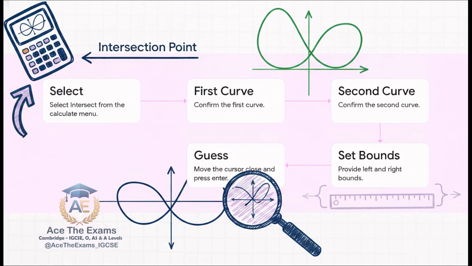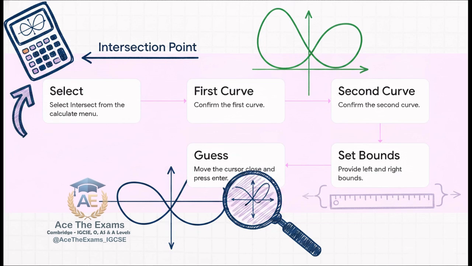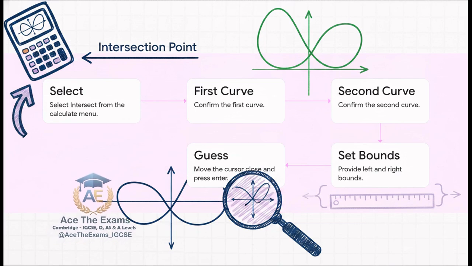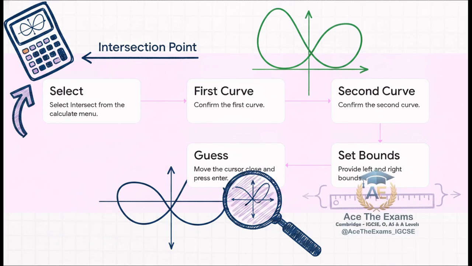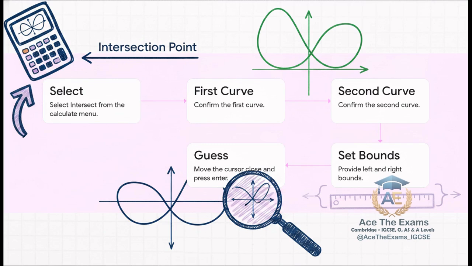Once you're inside that menu, isolating an intersection point requires a highly logical step-by-step procedure. First, you just select intersect. The calculator is then going to ask you to confirm the first curve and the second curve. It does this just in case you've got like 3 or 4 lines on the screen. After that, it'll ask for bounds and a guess. So let's break down exactly what that means.